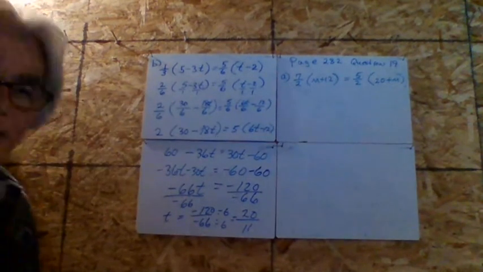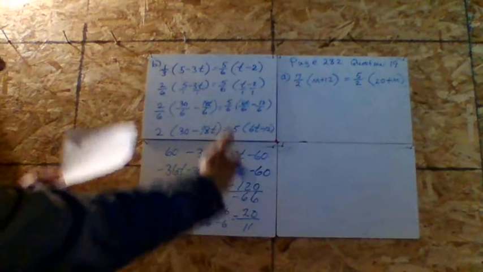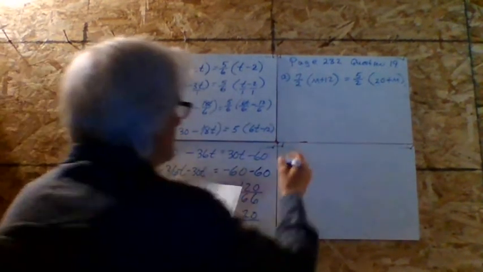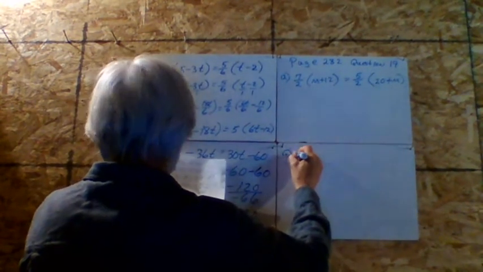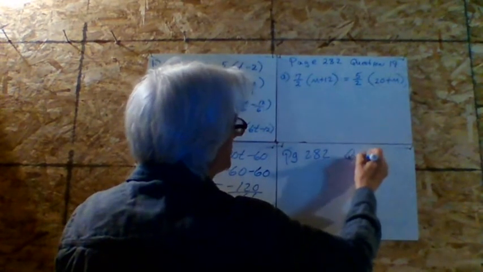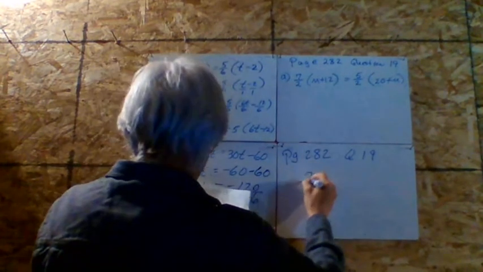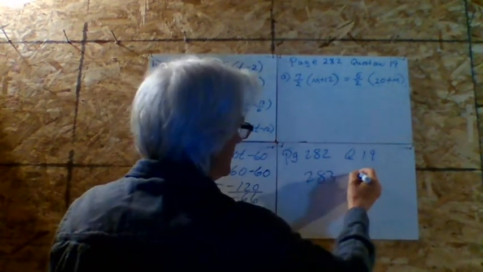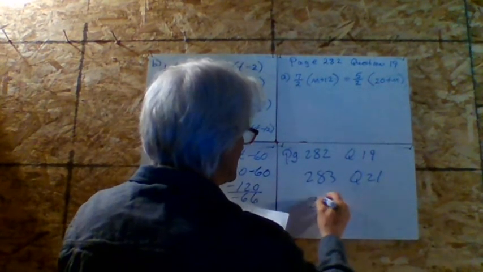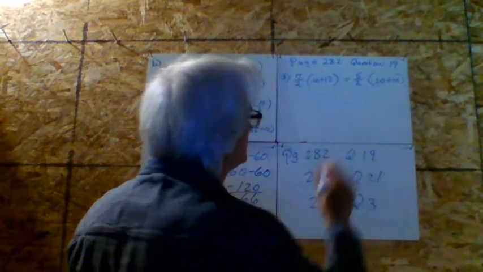So here's the questions I want you guys to go in and tackle now. I think with this information of how to clear a denominator, you should be able to do these questions. So I want you to do page 282, all of question 19, page 283, all of question 21, and page 286, question 3. All right?